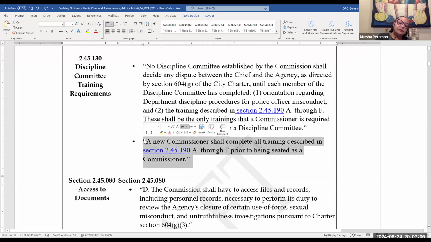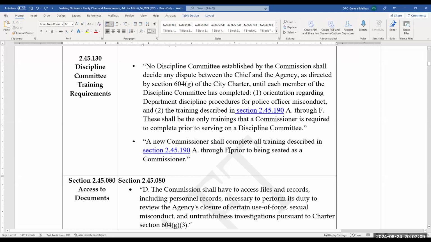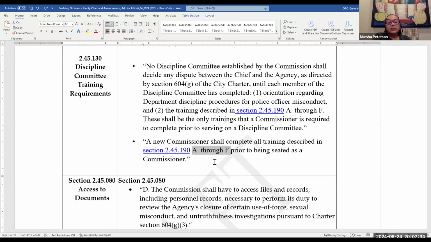Okay, I just want to make sure, from Tyler and or Mac, that section 2.45.190 A through F may or may not include the ones that we've put together for the discipline committee trainings. Should the specific disciplinary trainings be listed so that we know what those trainings are? Are they listed in section 2.45.190? I think there may be others listed there too, and that's just what I want to make sure of, that if we're referring back to that and there are ones outside of the ones we've said, these are the ones they need to take. No, it says A through F.